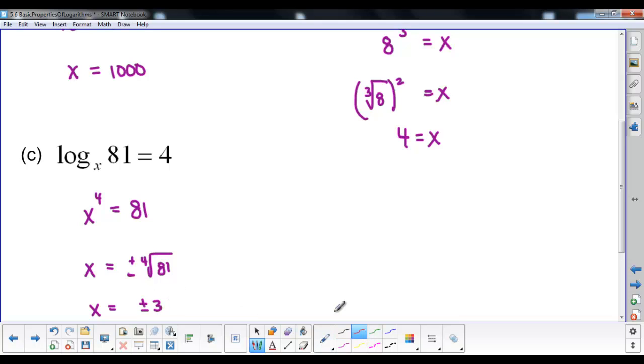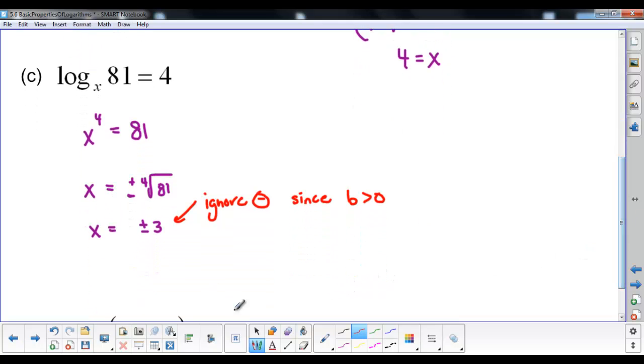But just be really careful here, because we're actually going to ignore the negative answer, because as we said before, on the first page, our base is always greater than 0. So just as a final answer there, x is just going to be 3.